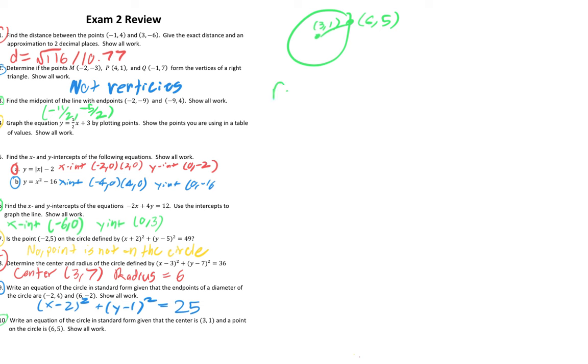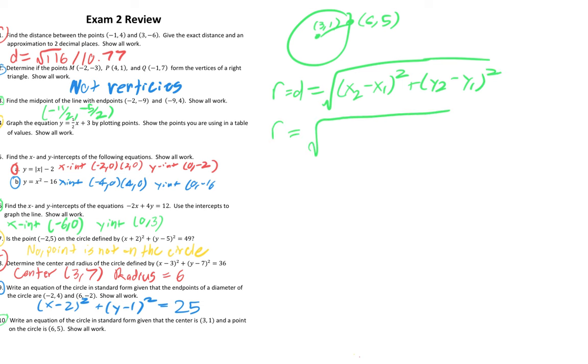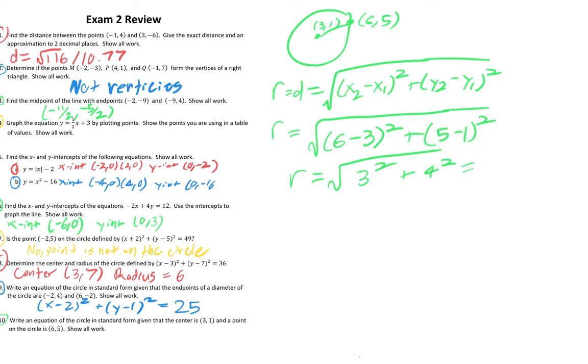So our radius is going to be equal to our distance equation, which is going to be equal to the square root of x2 minus x1 squared plus y2 minus y1 squared, right? So our radius is going to be equal to the square root of 6 minus 3 squared plus 5 minus 1 squared. Radius is going to be equal to the square root of 3 squared plus 4 squared, which is going to give us the 5, right?